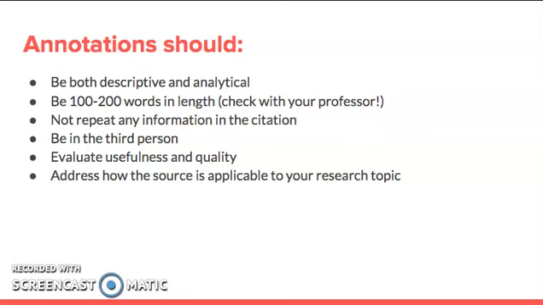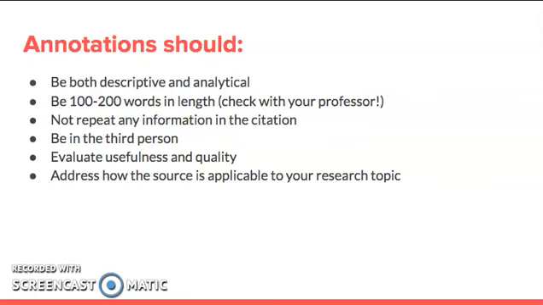The annotation should not repeat any information that is in the citation, such as the title or the author's name. Annotations should usually be written in the third-person academic style. You'll want to evaluate the source in your annotations on its usefulness and quality, such as, is it reliable? Is the source biased in any ways? Are there any weaknesses to the source, or something that's perhaps missing that could have been helpful? Or maybe even what are the strengths of the source?